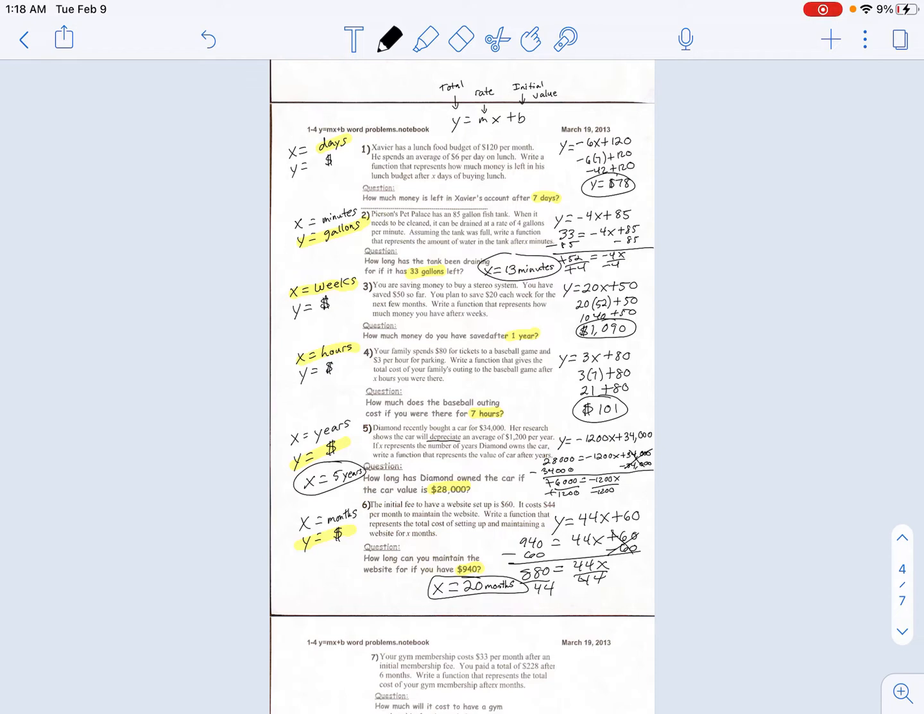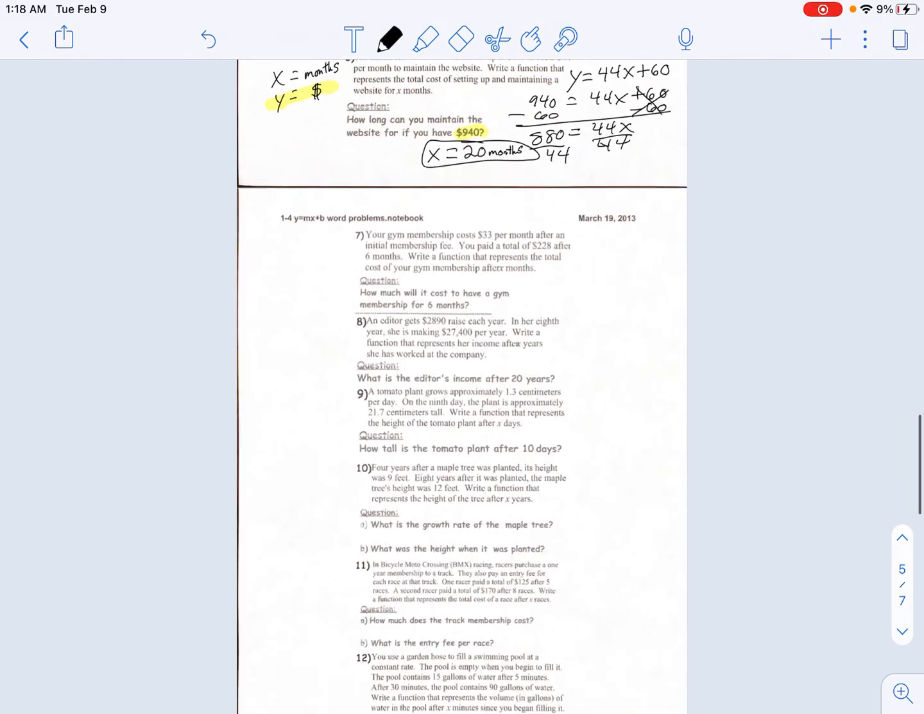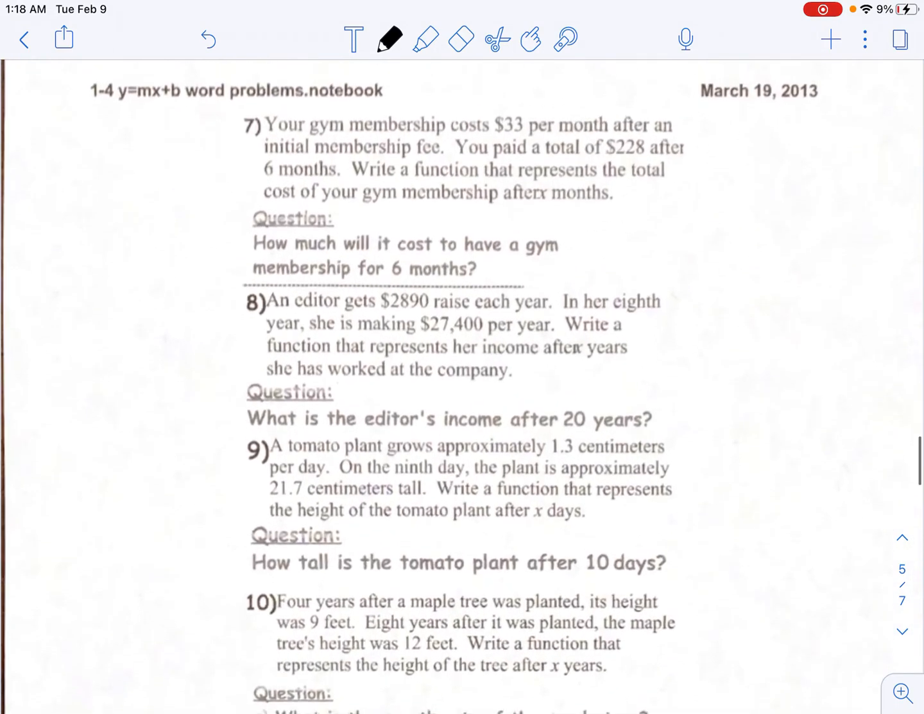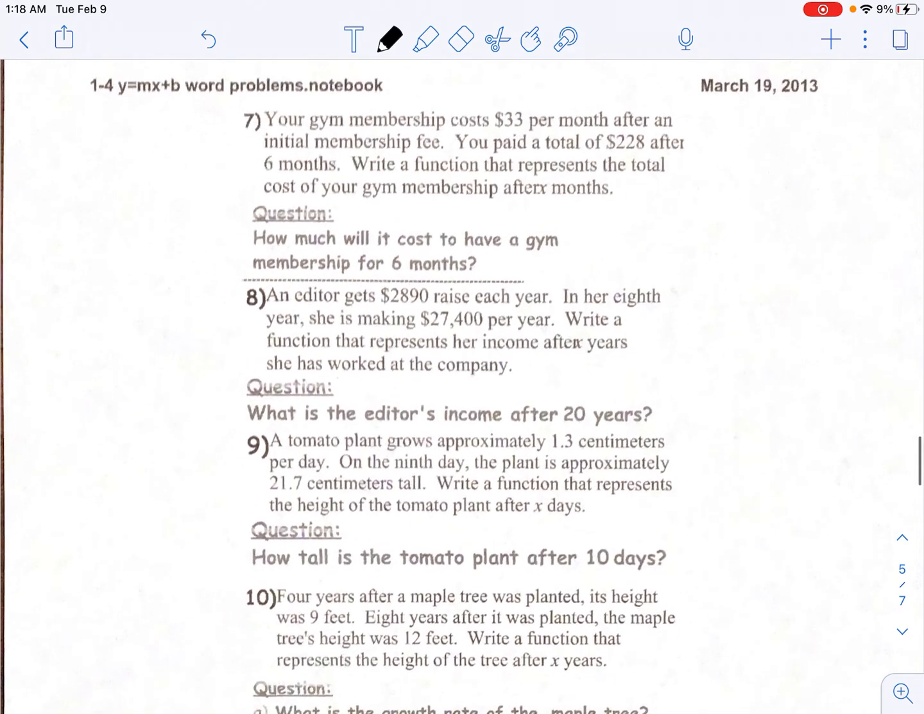All right, now this next page is actually where you kind of get into some different types of problems. All right, so this page, if you're confused about some stuff, should clear some stuff up. All right, it says your gym membership costs $33 per month after an initial fee. Okay, so this question is a little vague in how it asks it. Okay, so I'm going to answer the final question 2 different ways. That way it's understood either way that you could ask it.